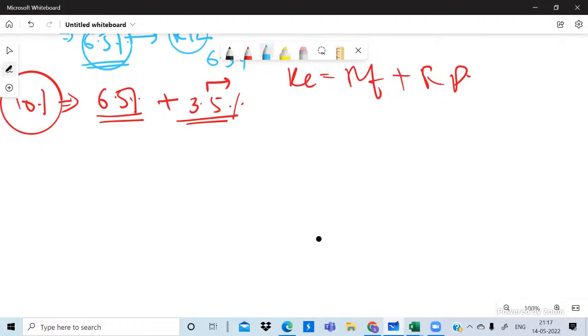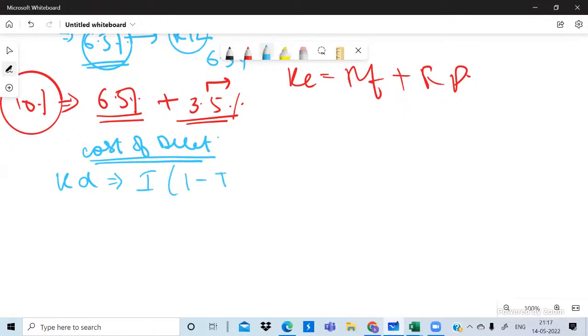Okay, and let's look at cost of debt. Cost of debt is denoted as KD. So cost of equity was KE, cost of debt is KD. And how do you calculate your cost of debt? Interest into 1 minus the tax rate. So you'll take your interest into 1 minus the tax rate. Let's take an example to understand it. Let's say I go to a bank, let's say SBI, and I take a home loan. And let's say SBI is charging me 8%. So that's my interest rate.